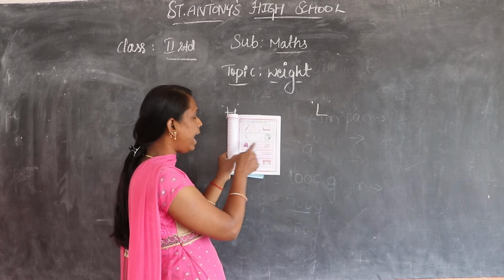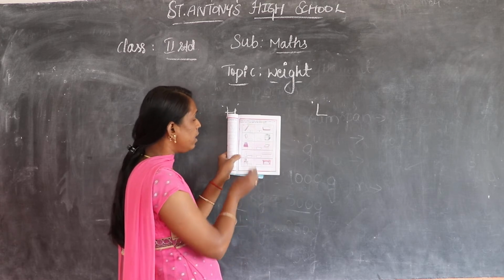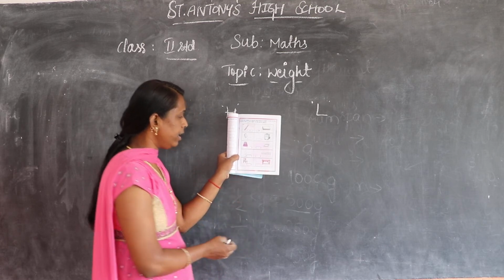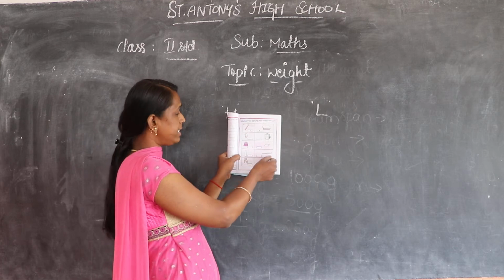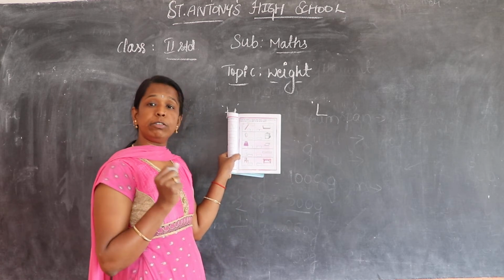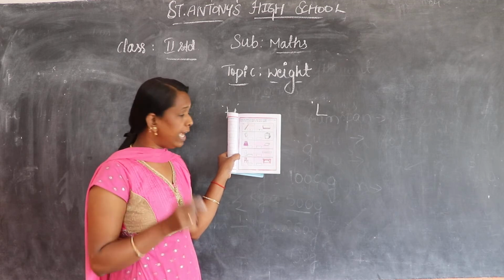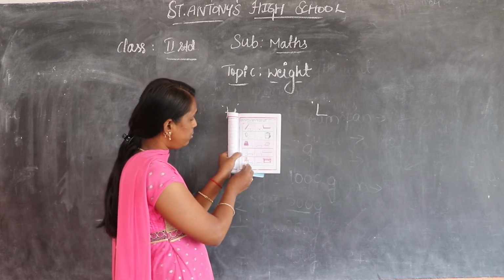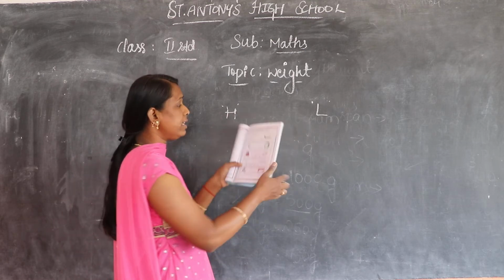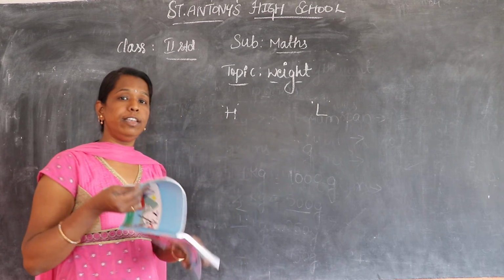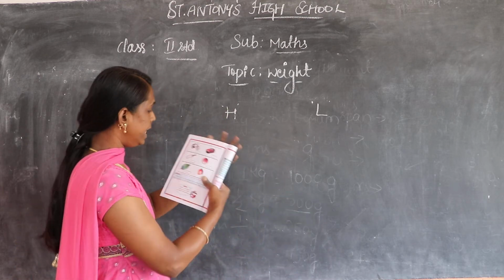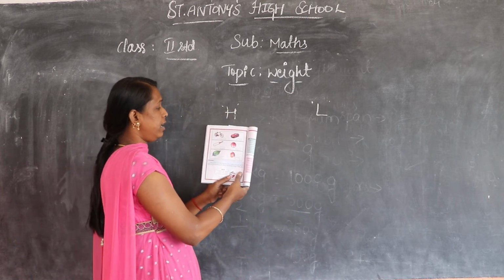This skirt and carom board. Carom board is a heavier one. This skirt is a lighter one. This water bottle and scale. Water bottle is heavier when compared to the scale. Scale is a very light object. This chair is a lighter object. This table is a heavier object. We cannot lift the heavier object. Is it right? So next page, turn over the next page, children.